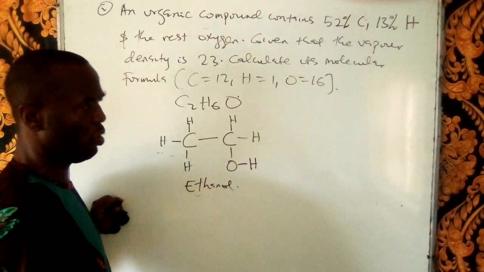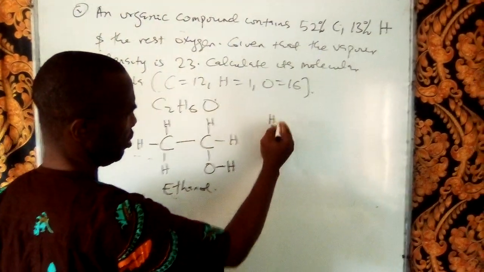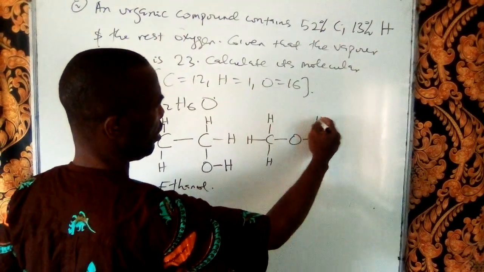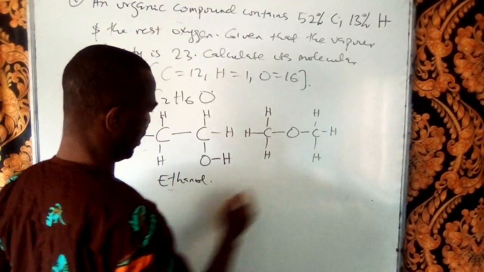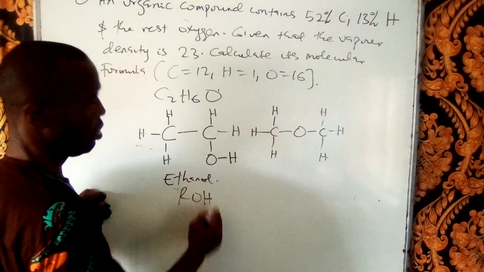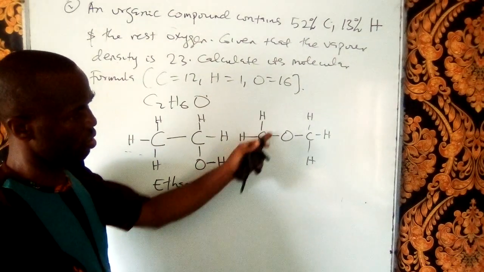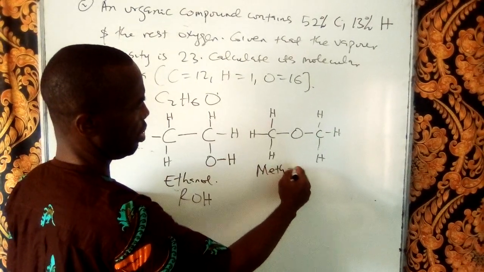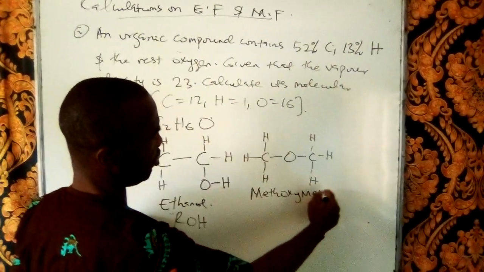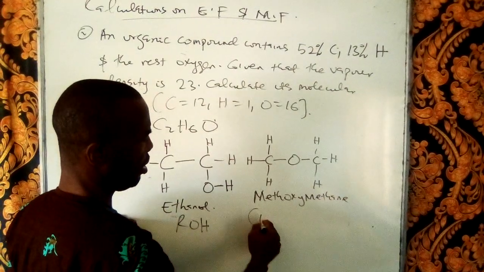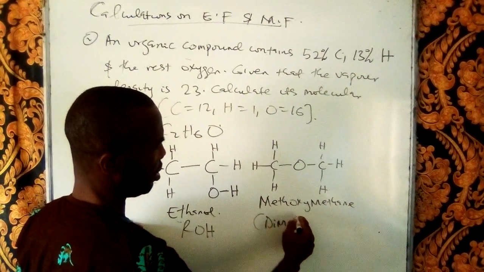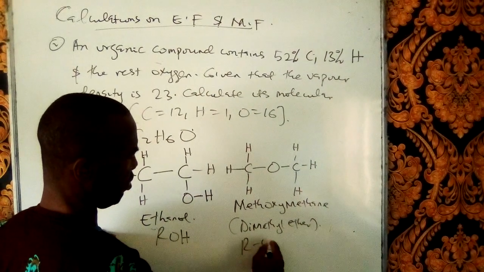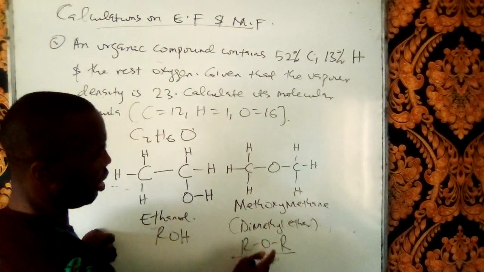Ethanol. Somebody else can also draw the compound this way. The first one is an alkanol, ROH in organic chemistry, while this one is also correct. It is an isomer of the first. This is called methoxymethane, or dimethyl ether, having the homologous formula ROR.